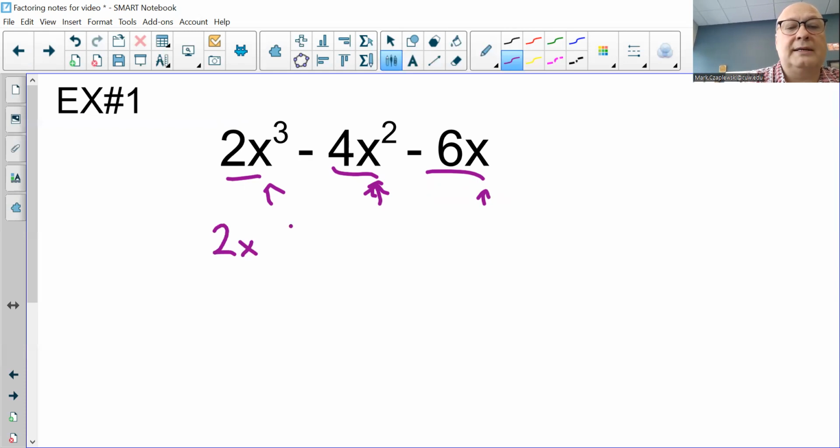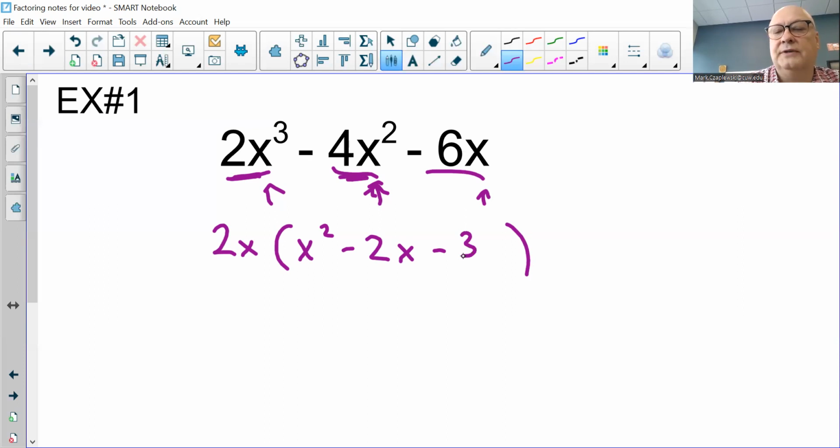So when I pull out a 2x, if I take a 2x out of 2x cubed, I'm left with 2 extra x's. This is undoing the distributive property. That's what factoring is. It's undoing FOIL, multiplication. So the next term here is 4x squared. If I take a 2 out of 4, I'm left with 2, keeping the sign as minus, and I took one of those x's out, so I'm left with an x. And the last term is still a minus. So I took a 2 out of 6, so I'm left with 3, and I took the x out, so there is no variable in that last one.